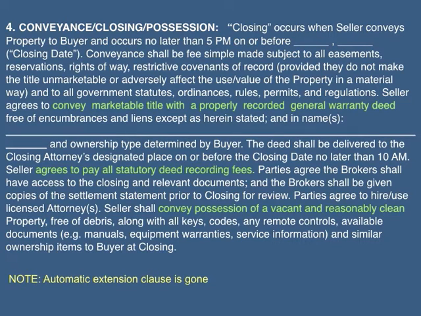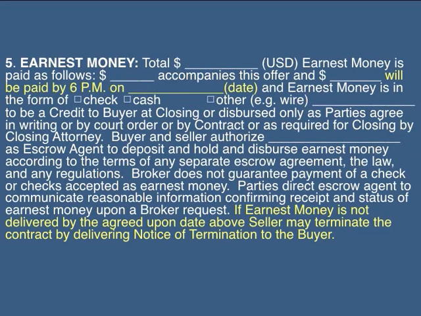It says reasonably clean. Please notice that the automatic extension clause that used to be in our contracts before this form is no longer there. So you have a specific date, but not an extension clause. I like this. Next, we're going to look at the earnest money section.